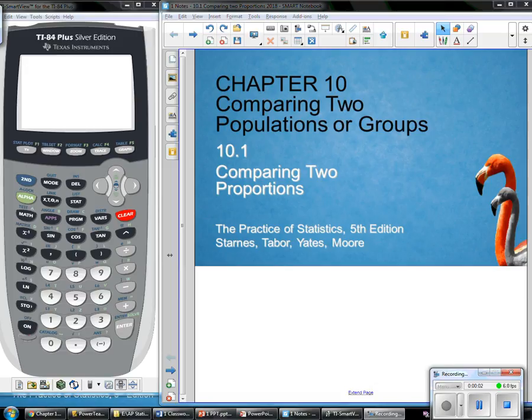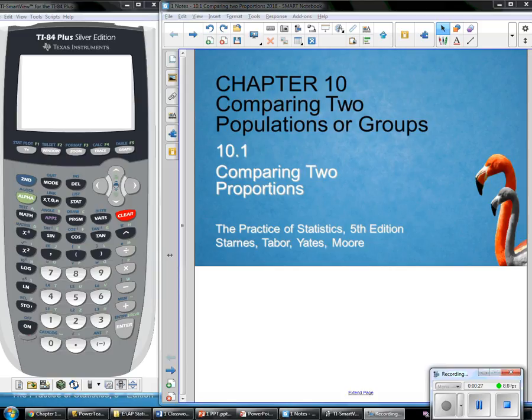Welcome back, it's Ms. Maneely, and I'm going to give you a brief tutorial on how to conduct a test of significance when you want to compare two different population proportions. We're going to be looking at the sampling distributions for this kind of scenario, and at tests of significance, and then I'll also give you a quick review of how to complete a confidence interval if you want to compare two different population proportions.